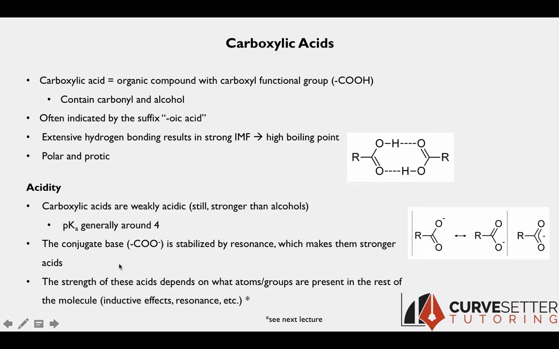One of the primary reasons for that is the stability of the conjugate base. The conjugate base, COO-, is stabilized by resonance, which I've shown here. Here are the two resonance contributors. And that resonance stabilizes the conjugate base, making it a stronger acid. The acidity of compounds with carboxyl groups depends on what atoms or groups are present in the rest of the molecule, so inductive effects, resonance, etc. And we'll talk a little more about that in the next lecture when we talk about carboxylic acid derivatives.